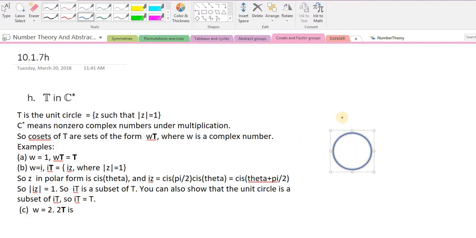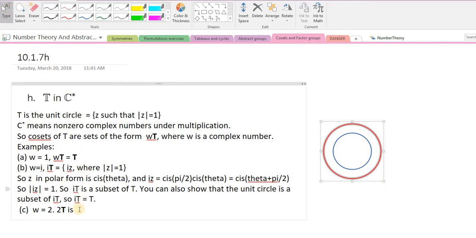That's T. And what are you doing? You're taking any number in T and multiplying by 2. So you bring it out to 2. So you expand it. You're just going to get a bigger circle with twice the radius because you're expanding everything out. So 2T is the circle of radius 2 in the complex plane.